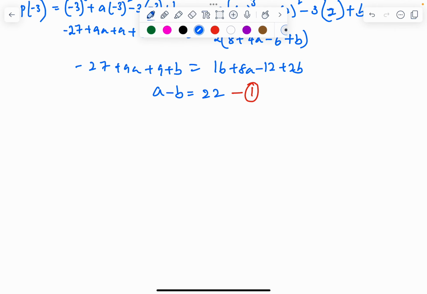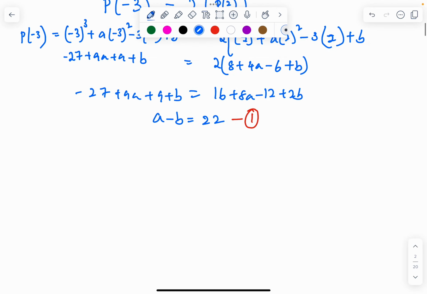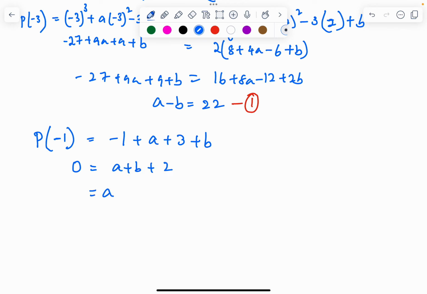So the second equation: it is also given that p of x is divisible by x plus 1. So which means the other equation is p of negative 1 equal to negative 1 plus a plus 3 plus b is equal to 0, because it is divisible by x plus 1. So it should be a factor. So this is going to be the second equation.